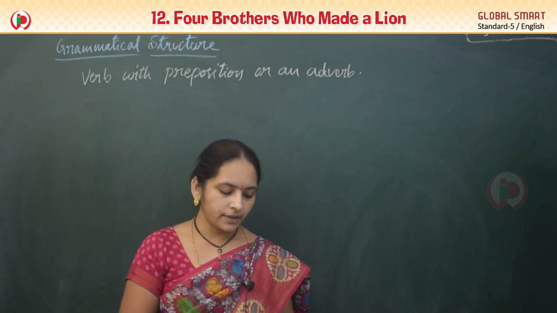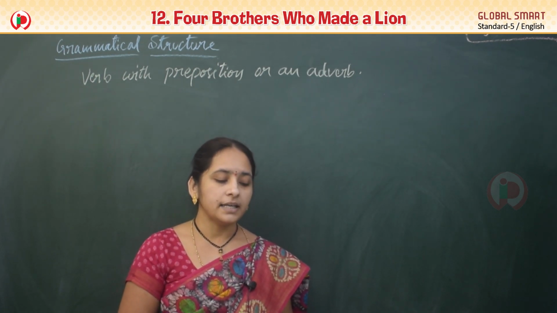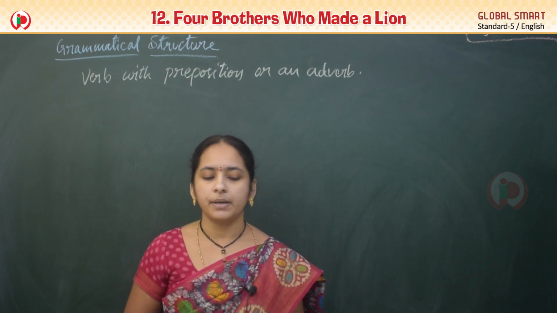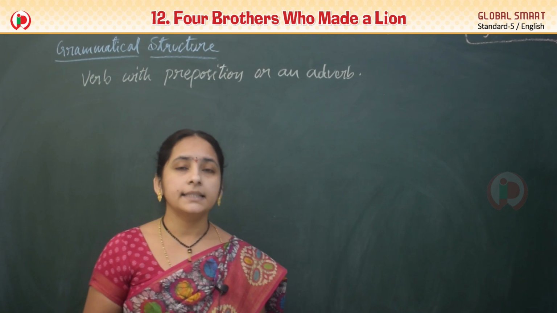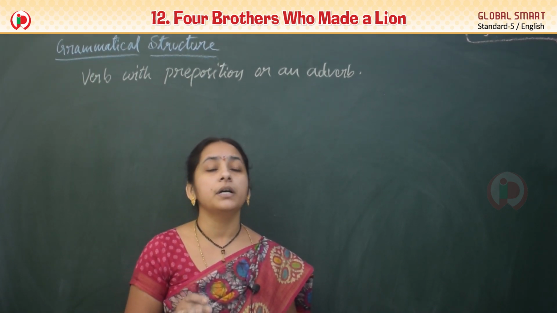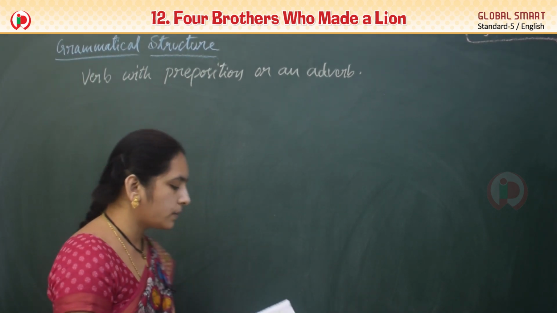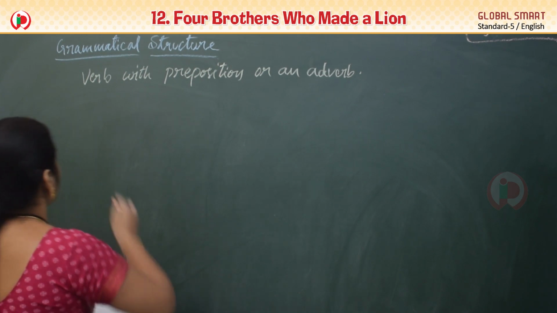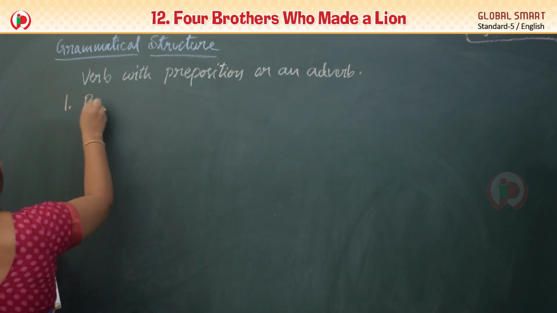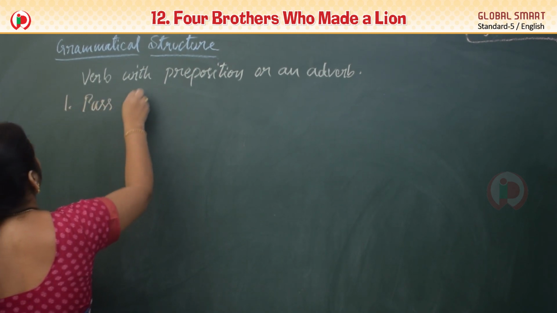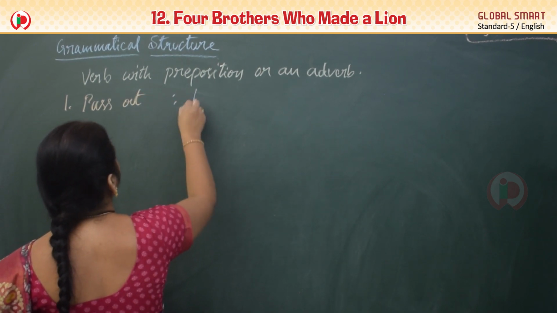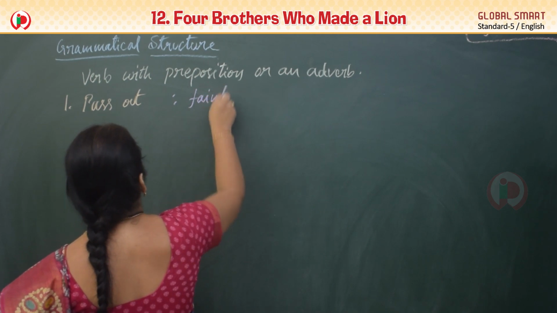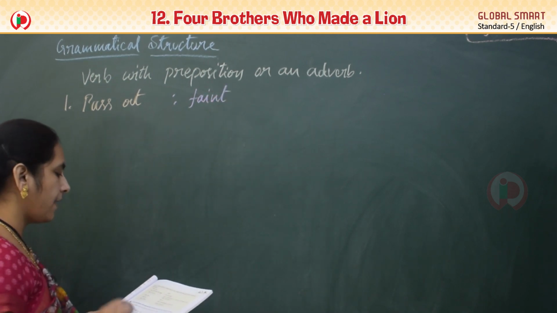So here, what do we have? First, we have a list of other words that can be made with the word pass, and their meanings. See this, first one is pass out. What is the meaning of pass out? Very good. Faint. Pass out means to faint.